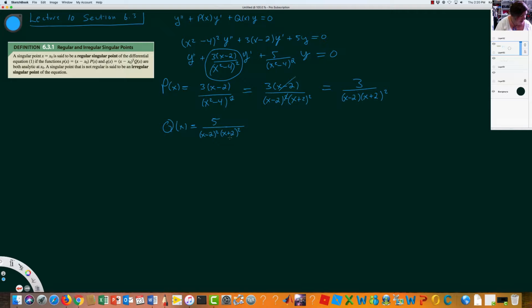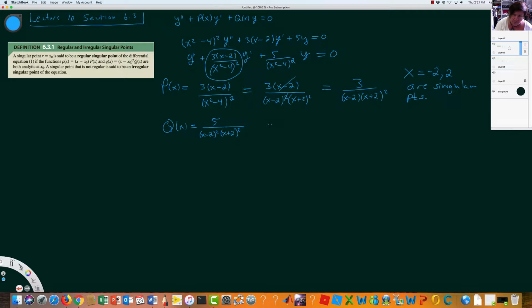All right, that's q. Now what happens when we multiply? It says here x minus x naught. What does that mean? If you look at this equation, you can see that x equals 2 is a singular point, and x equals minus 2 is also a singular point. So the two singular points, minus 2 and 2, are singular points. We don't know what kind they are yet. That's what we're trying to test here.